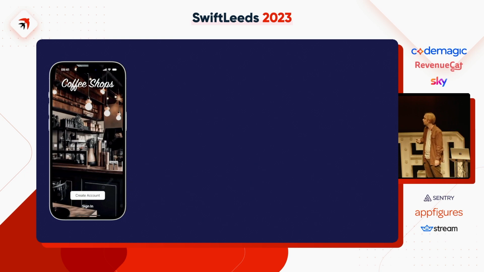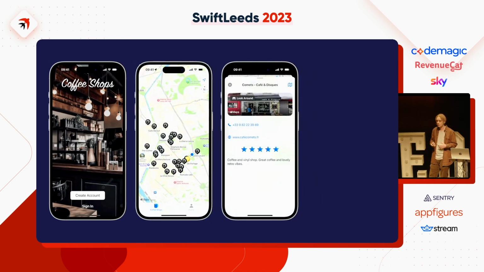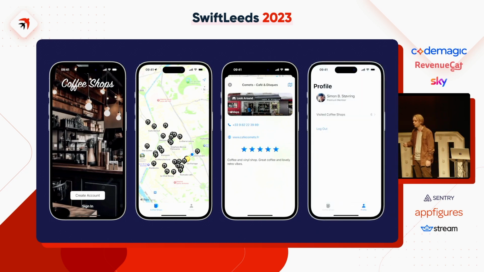The first one is the onboarding flow, where users can create an account and they can sign in. Once they're signed in, they're presented with a map that shows all the nearby coffee shops. And they can select the coffee shop to view its details and rate it 1 to 5 stars, and even add a note to remember what made this coffee shop special. And then finally, they can visit their profile, where they can see the membership status, the coffee shops they previously visited, and they can log out.